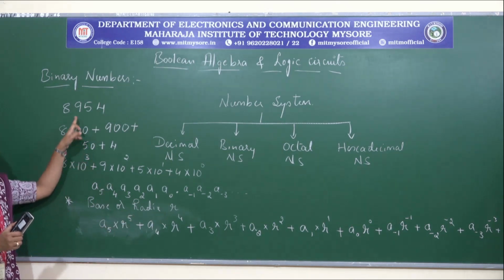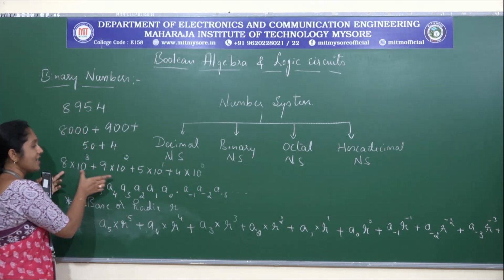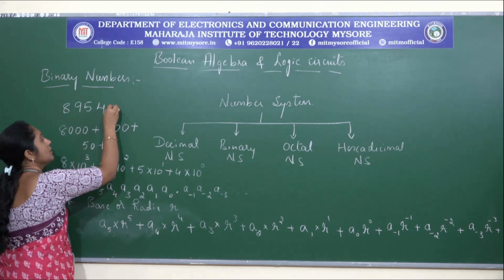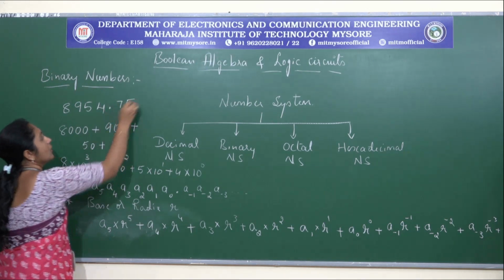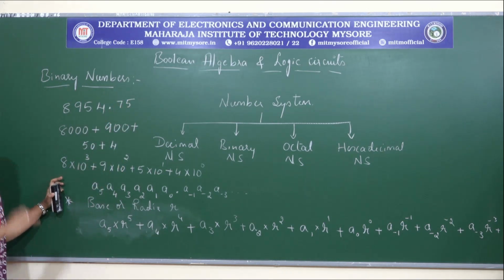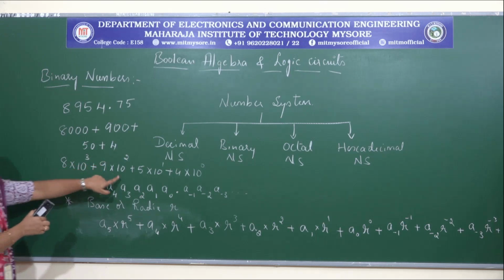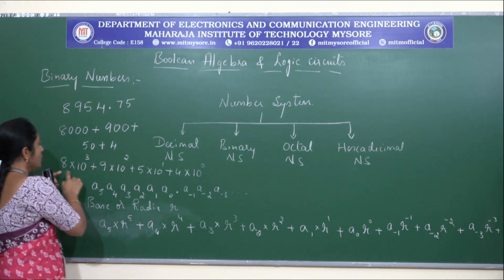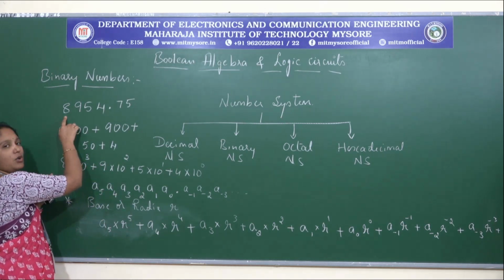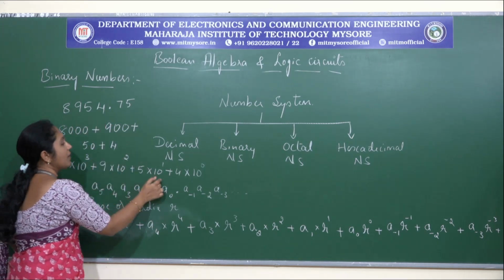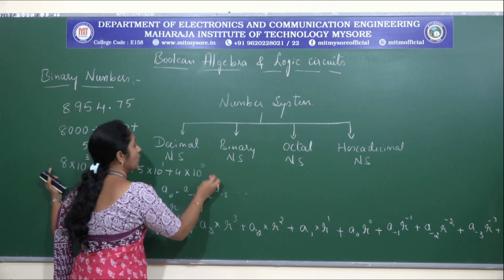For example, if I consider this number, I have already written the representation of this. Now let me consider the digits after the decimal point also, the fraction numbers. How is it represented? Let me change here itself, the expanded form. I have represented 8 into 10 power 3 plus 9 into 10 power 2 plus 5 into 10 power 1 plus 4 into 10 power 0.